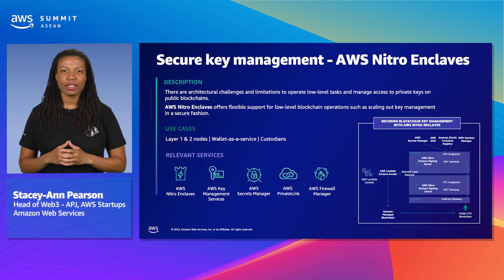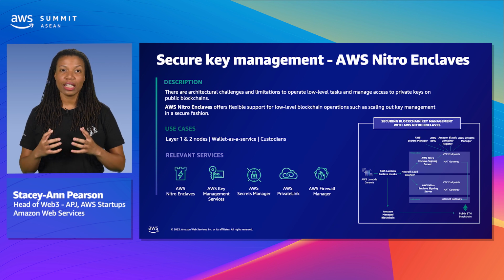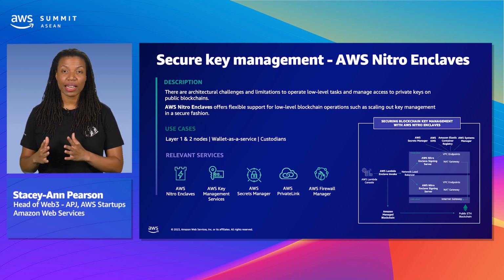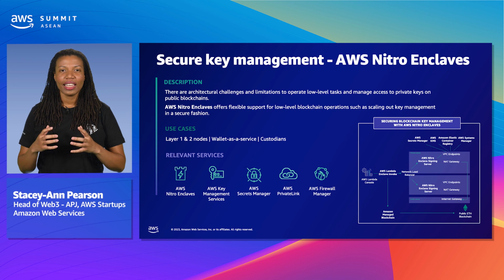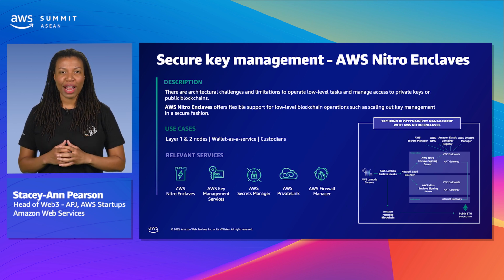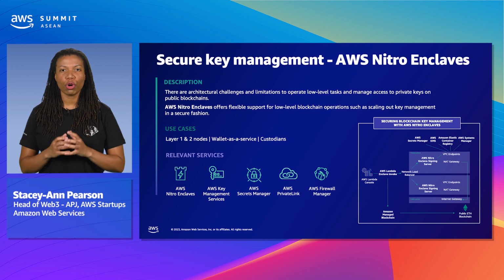The second use case is secure key management with AWS Nitro Enclaves. Private keys are how platforms and users own, identify, manage, and track their on-chain assets and data. Given the importance and volume of private keys, there are architectural challenges to managing access to private keys on public blockchains. With AWS Nitro Enclaves, we offer flexible support for low-level blockchain operations, such as scaling out key management in a secure fashion.